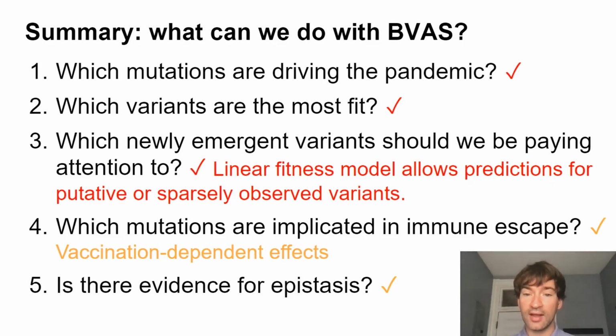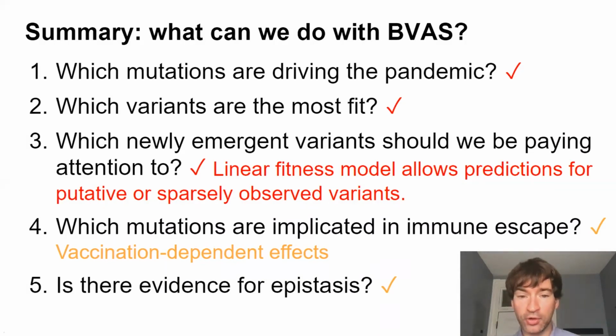We also have the ability to make fitness estimates for newly emergent or putative variants that maybe don't exist in the data at all or have only barely been seen. And that's relying on the statistical sharing of strength that we get by our linear fitness model. So that's useful. The next question was, which mutations are implicated in immune escape? With this vaccination-dependent analysis that I described on the last slide, we get an initial attempt at an answer.